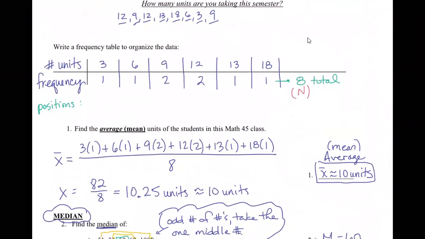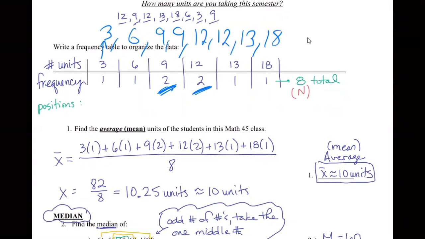Do you see the numbers? How many units did people take? This is a 3, a 6. There's 2 9s. See how this says there's 2 9s? 2 people are taking 9 units. There's 2 12s. See the 2 there? 1 13 and 1 18. That's the data set right there. That's the number of units different people are taking. Is this making sense? One person's taking 3 units, another's taking 6, 2 people are taking 9, 2 are taking 12, one's taking 13, one's taking 18.